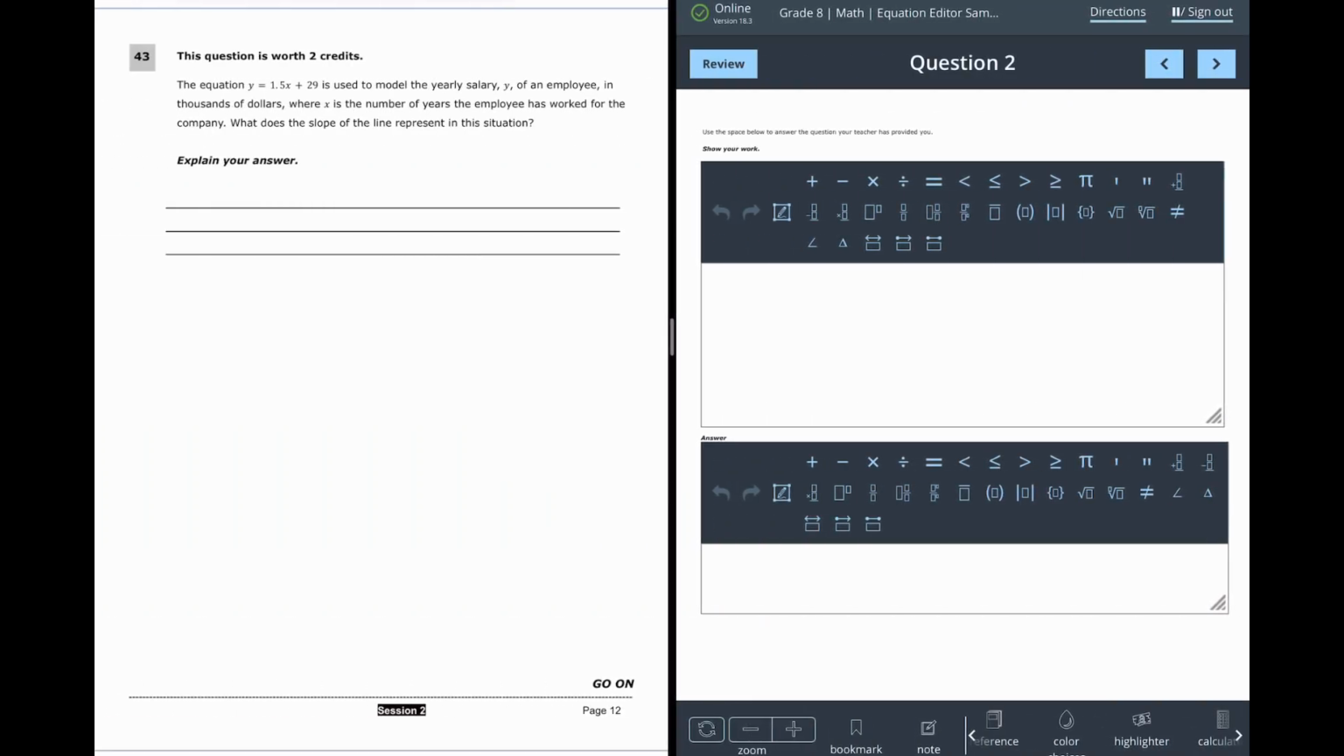All right, let's look at this other 2-point problem, and here I'm just explaining an answer. So we have an equation, y equals 1.5x plus 29, and that models the yearly salary. So y is the salary that employees make in a year, in thousands of dollars, and x is the number of years, and here's our slope or our rate of change.